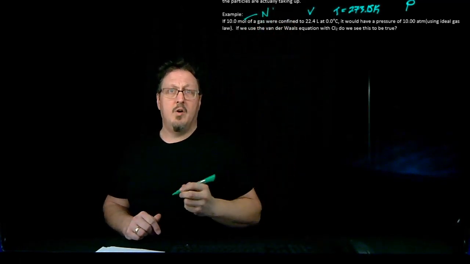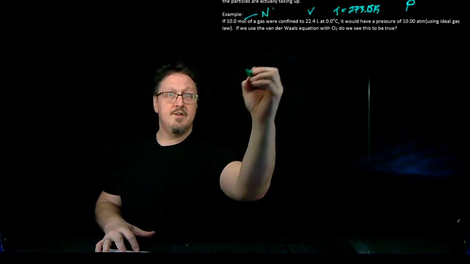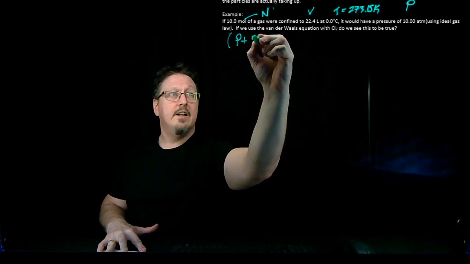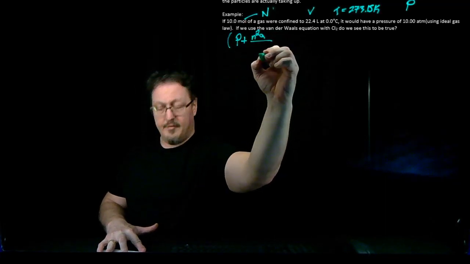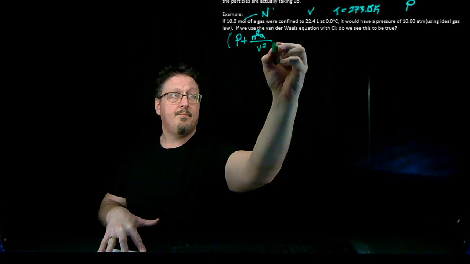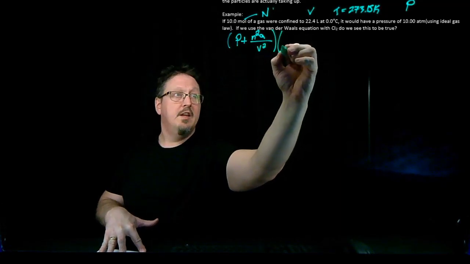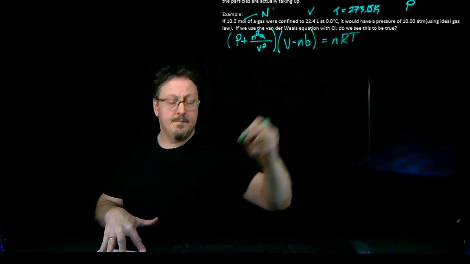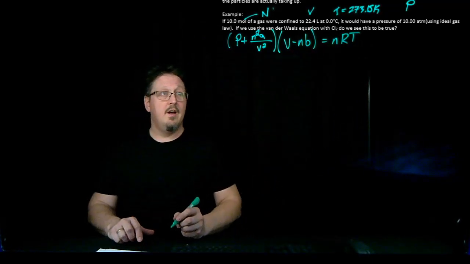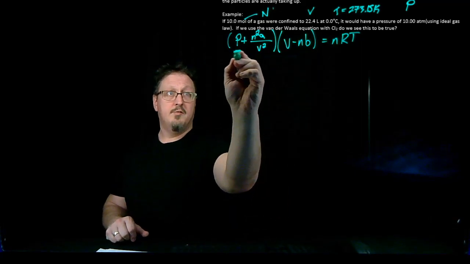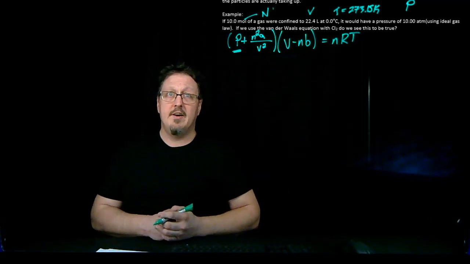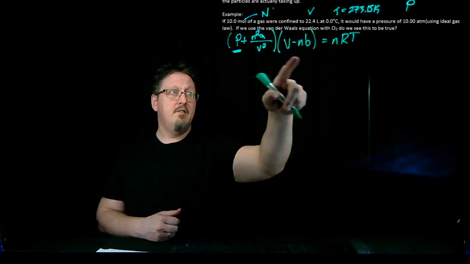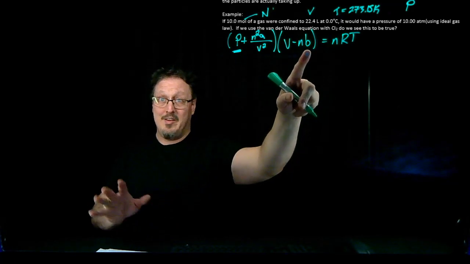Okay, so here we go. Let's write our equation again. It is pressure plus n squared A divided by V squared, times V minus nB, is going to equal nRT. Okay, I need P alone because we're trying to find a pressure. We want to find the pressure of chlorine, so we need the A value and the B value for chlorine. Otherwise, we've got everything we need.